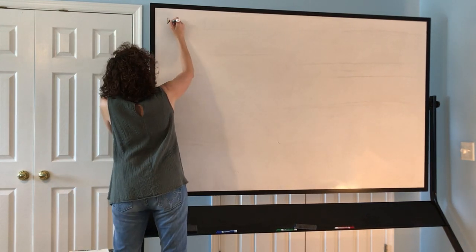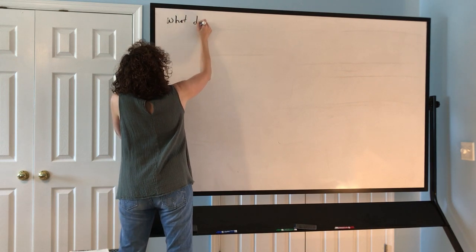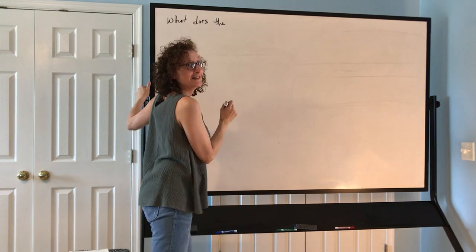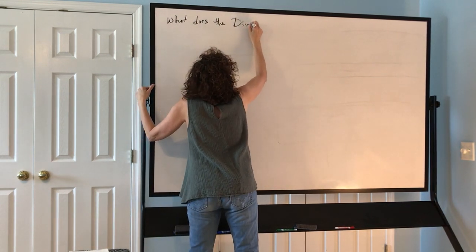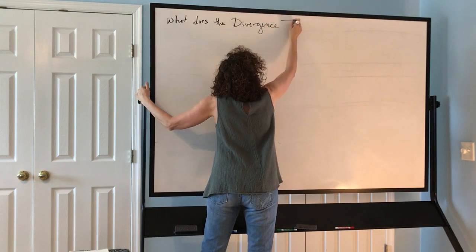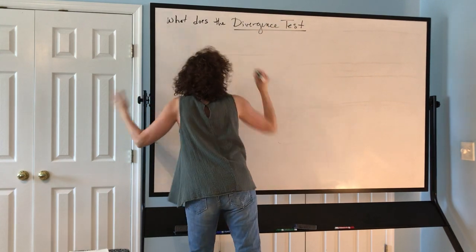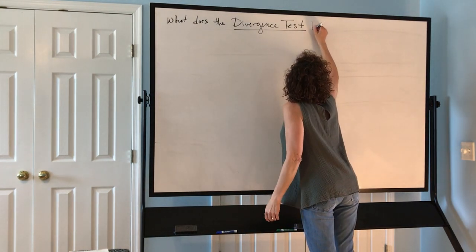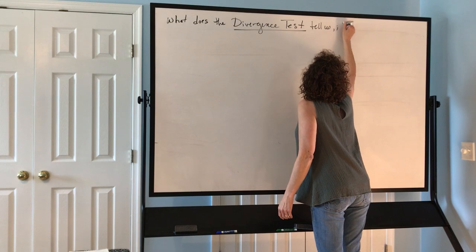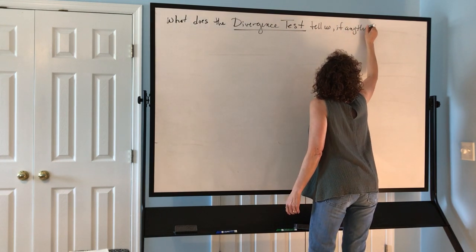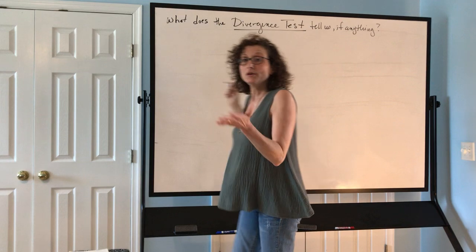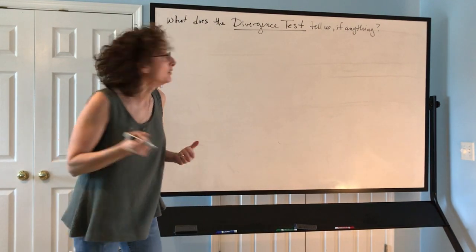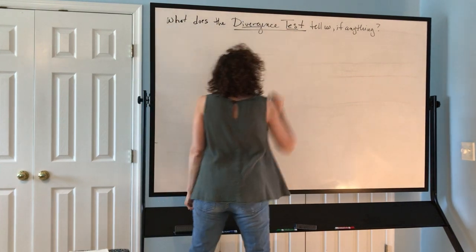What does the divergence test tell us? That is pretty much the only tool, right? Does the divergence test tell us anything? That's our only quick tool that might help us kick stuff out immediately, right? The divergence test only concludes divergence.